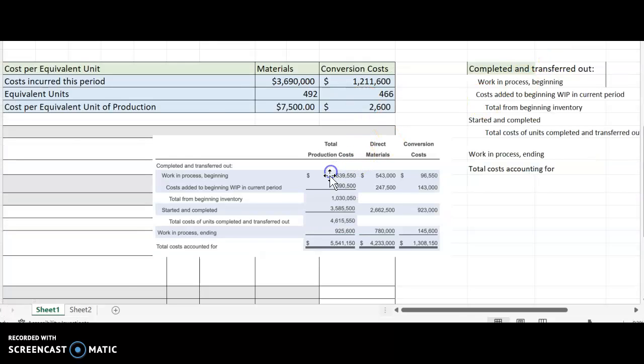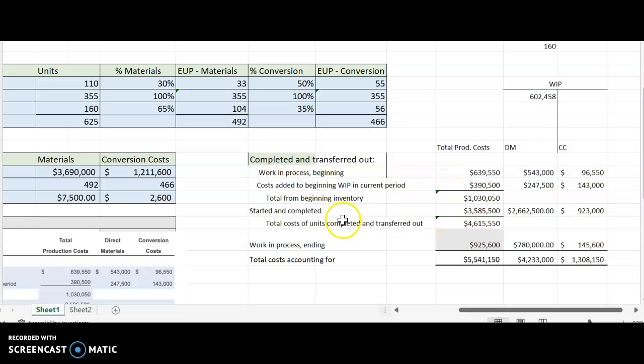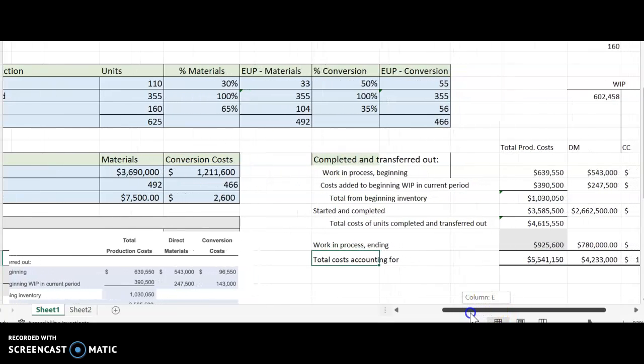Okay, so the last part is assigning those total costs to units completed and transferred out, and to ending work in process. So what that means is we're trying to figure out what amount should be in ending work in process, that total dollar amount, and what is going to go into goods transferred out. So making sure the dollar amount is assigned correctly.